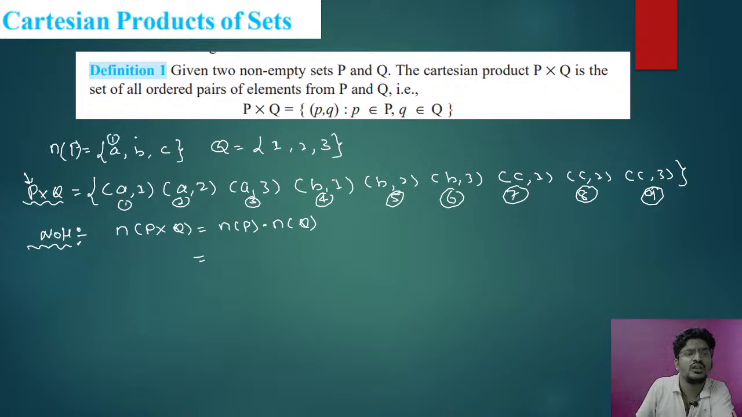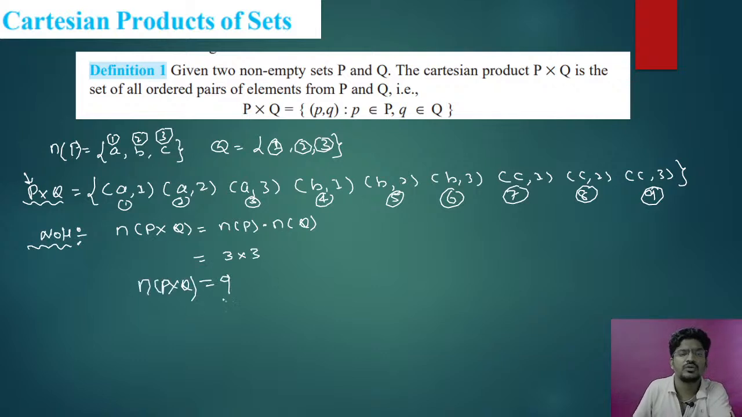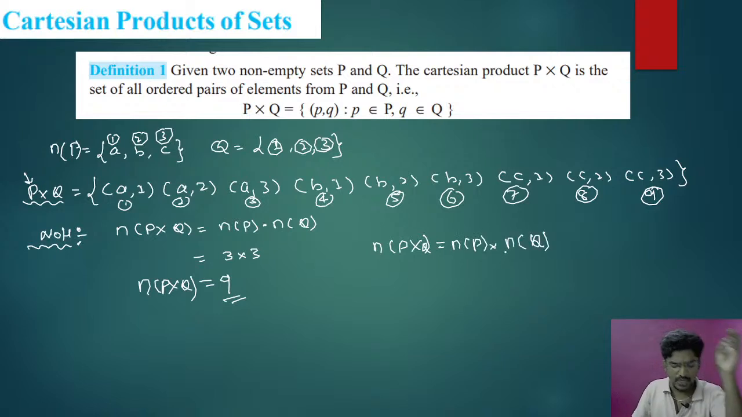That is nothing but n of P, which is 3, multiplied with n of Q, which is 3. So 3 multiplied with 3 is 9. Okay. So this is n of P cross Q. Clear? So n of P cross Q is nothing but n of P multiplied with n of Q. Please remember, cross product is different, multiplication is different. Here I am doing multiplication, and this is cross product.